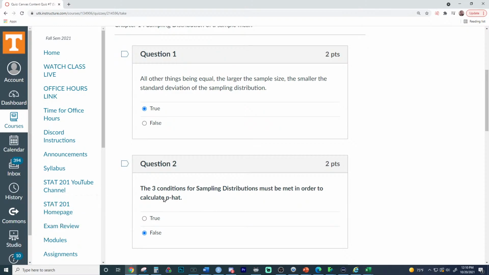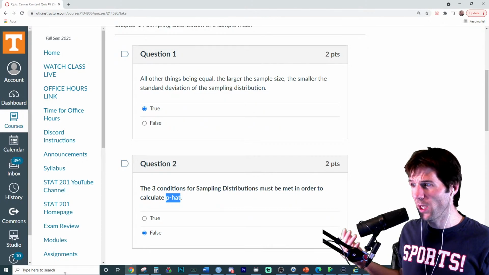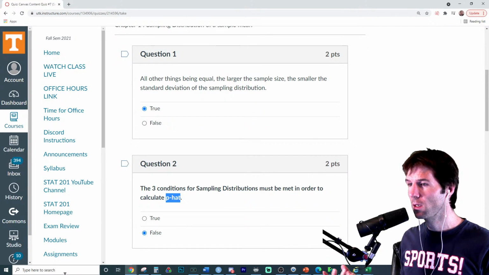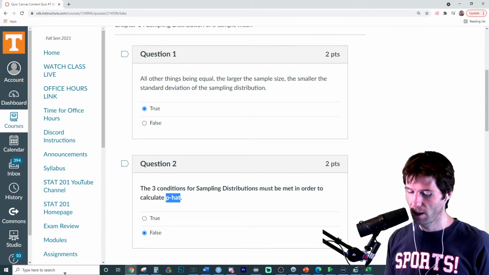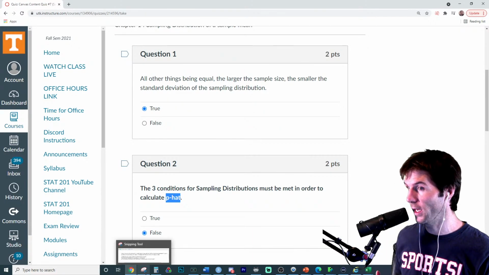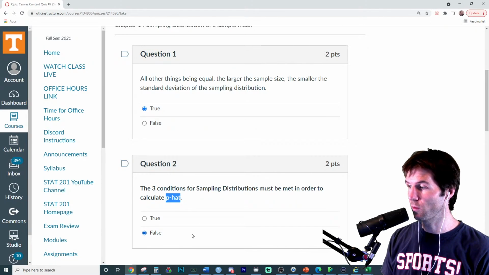P hat is the what? What is p hat in notation? This is the practice we need. If you see p hat, you're like, what is p hat? P hat is the sample this. It's solved by the formula x over n, which is the number of successes over the number of trials.